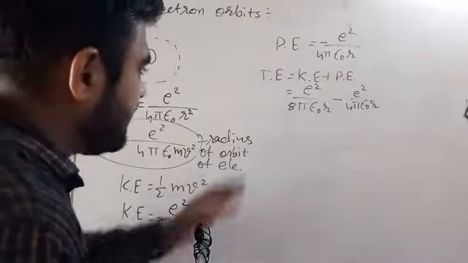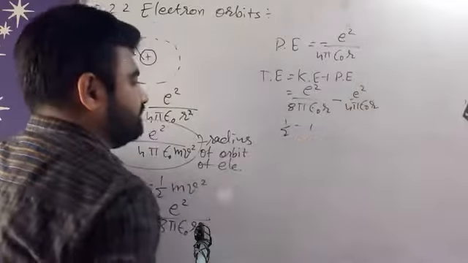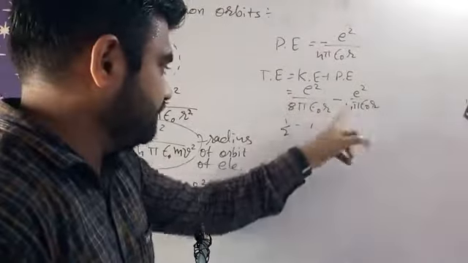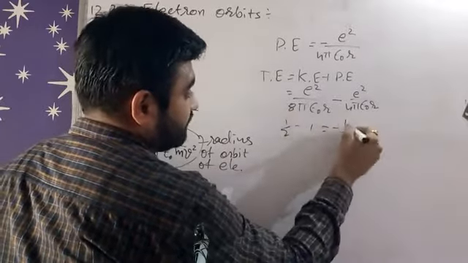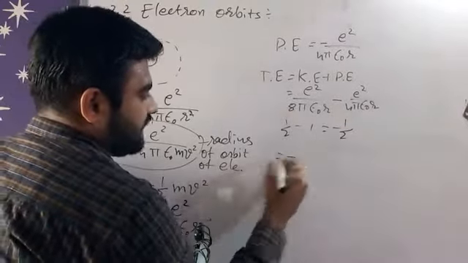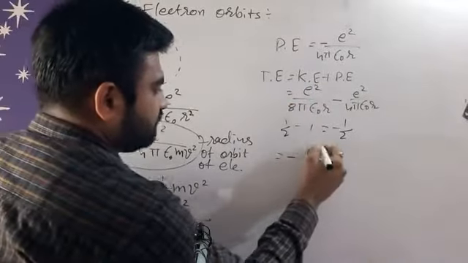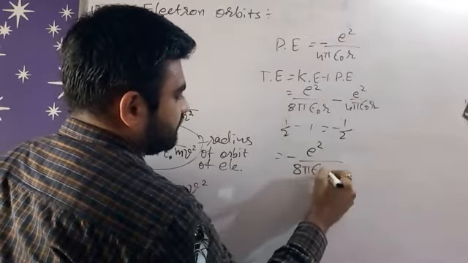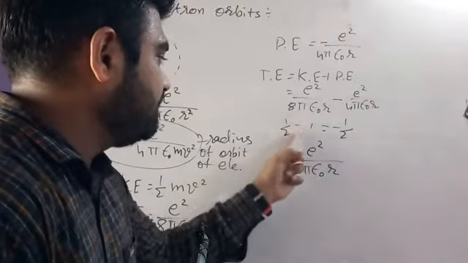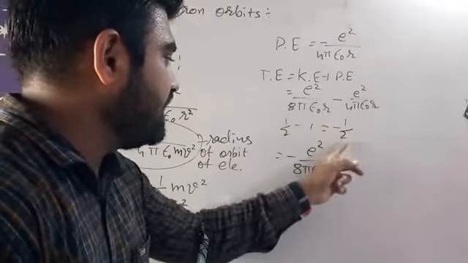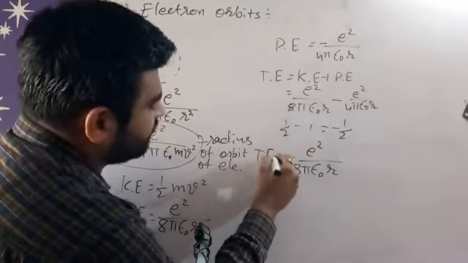So this formula is nothing but like 1 by 2 minus 1, and the answer of this is minus 1 by 2. So I have to write first of all minus, and the lesser value of the two values, E square upon 8 pi epsilon 0 r. That's the lesser value, right? Here the lesser value is 1 by 2, so minus sign and 1 by 2. So that's the total energy of our electron which is revolving around the nucleus.